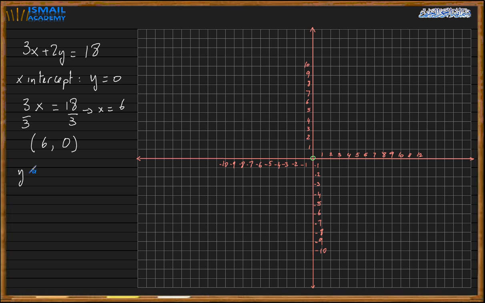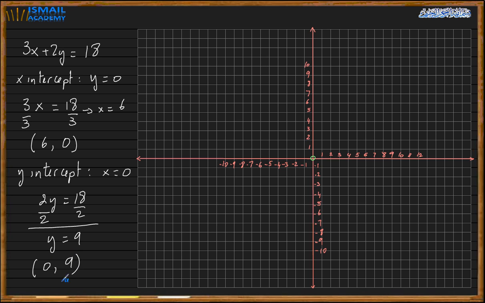Now I want to find the y-intercept. In that case I make x equal 0. So here I will end up having 2y equals 18. I divide by 2 both sides, so I got y equals 9. So my point here will be (0, 9).